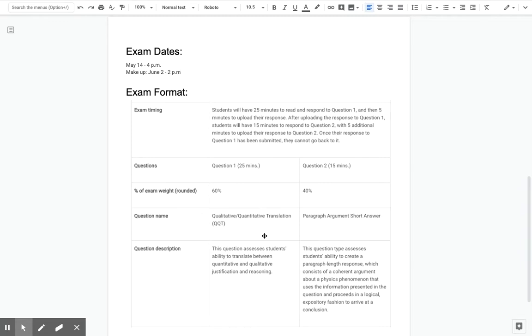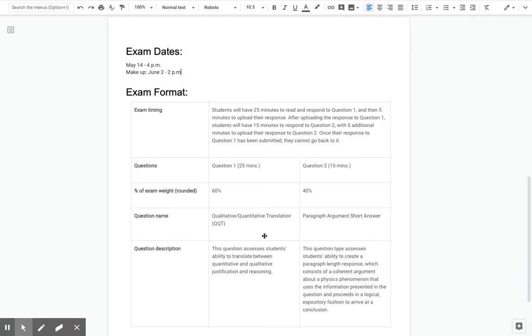Okay. So the first question is going to be qualitative/quantitative translation. What that means is that you will have to switch back and forth between qualitative and quantitative justifications. In sentence form, you must explain using the concepts to justify whether an answer is correct or incorrect. On our vector test, your open-ended question was a qualitative-quantitative translation question.